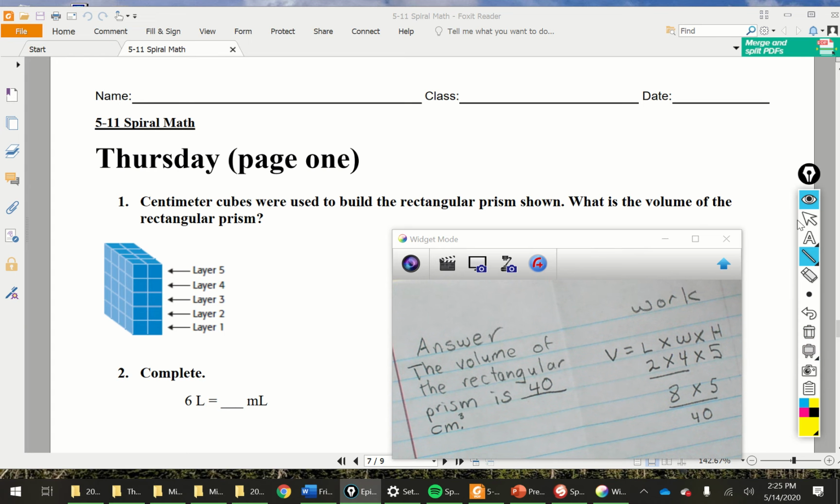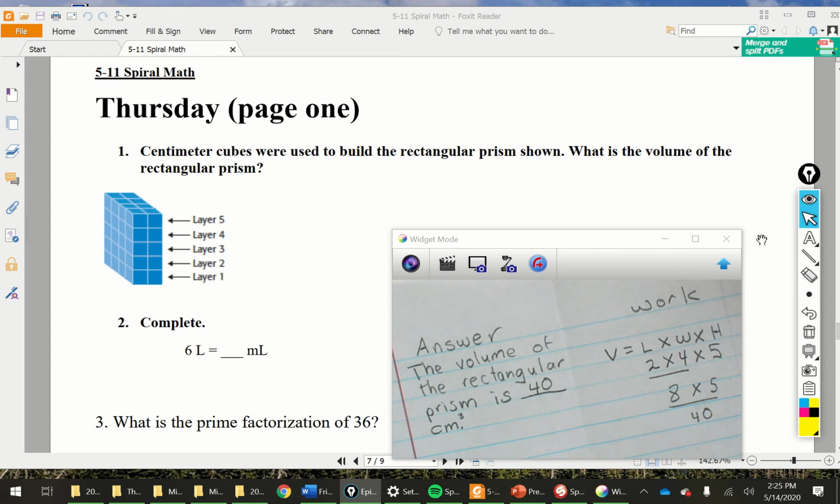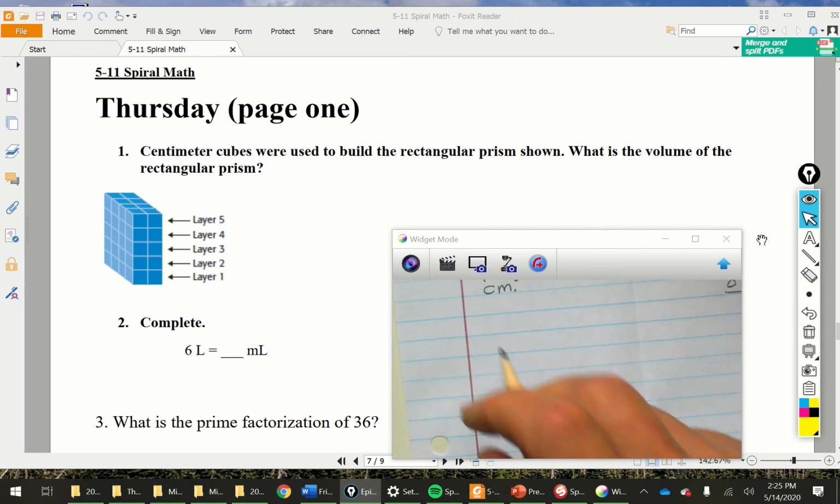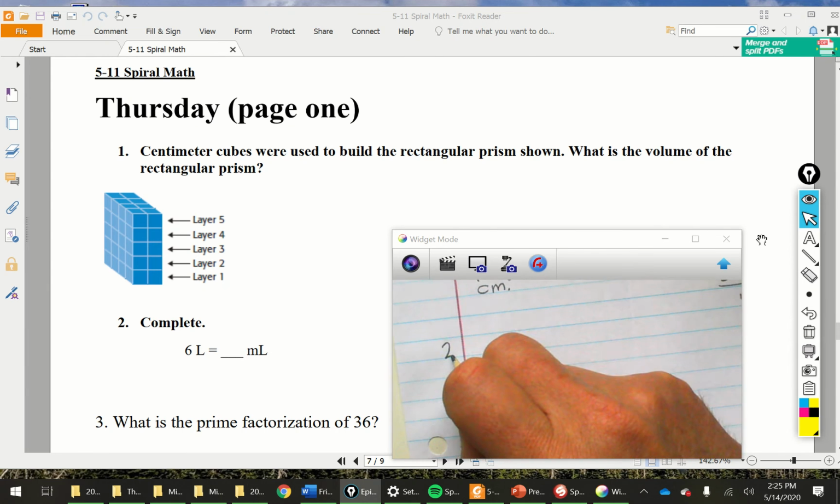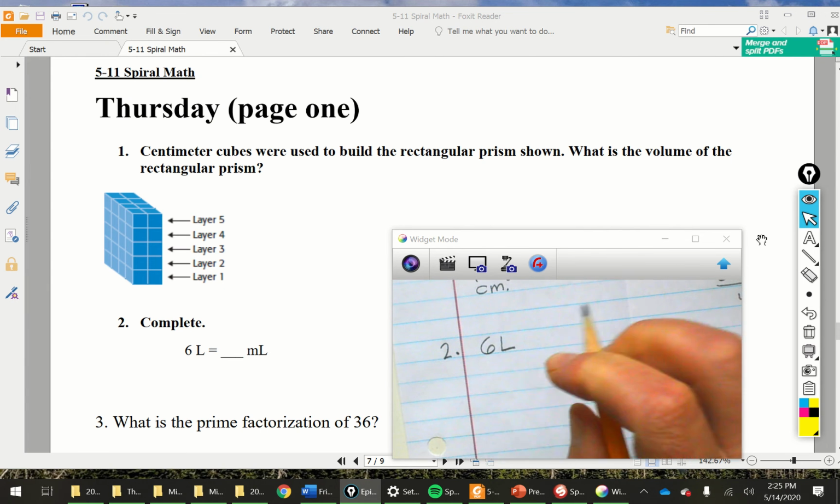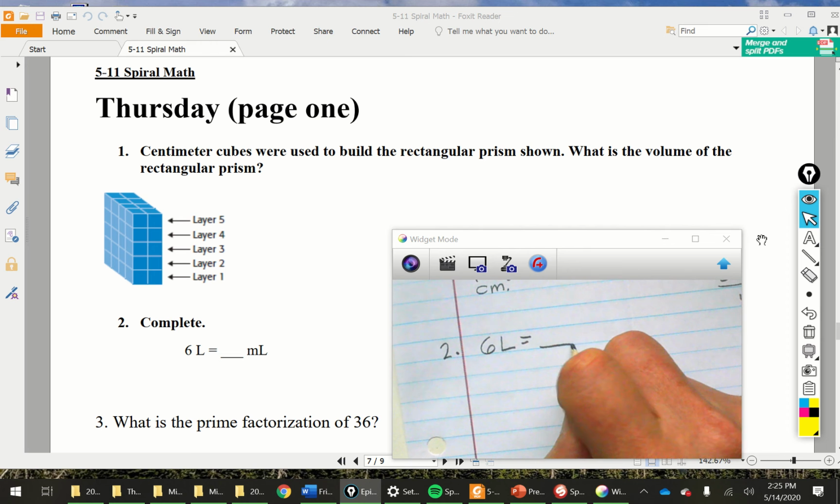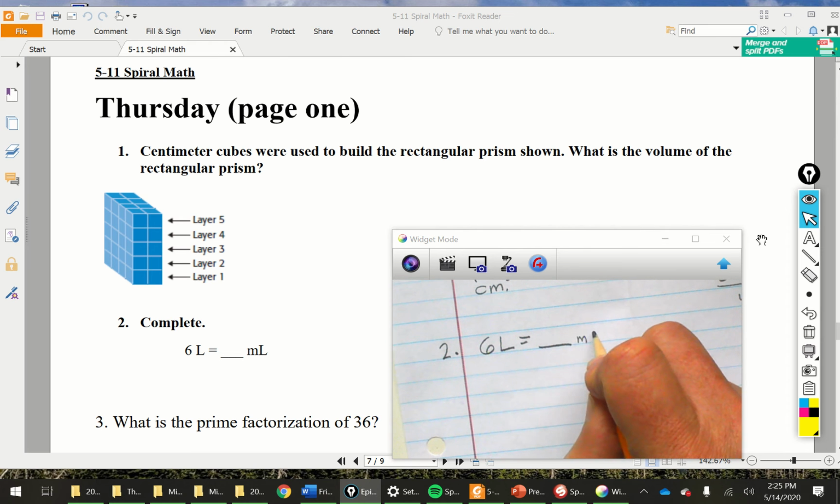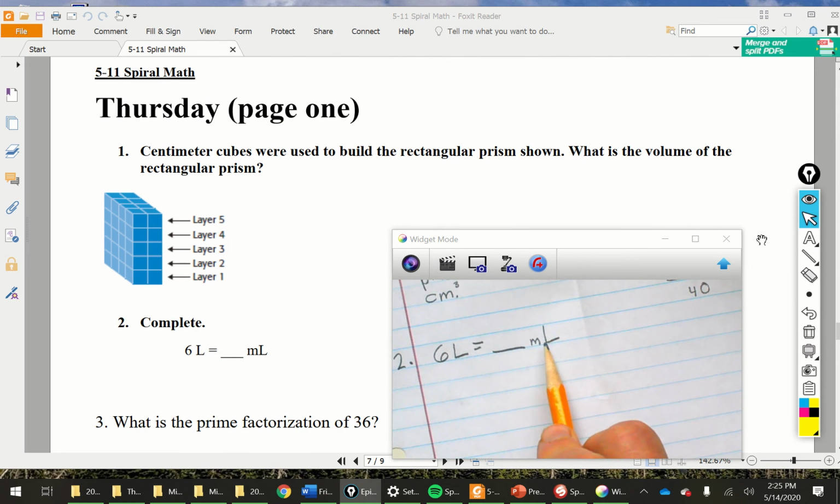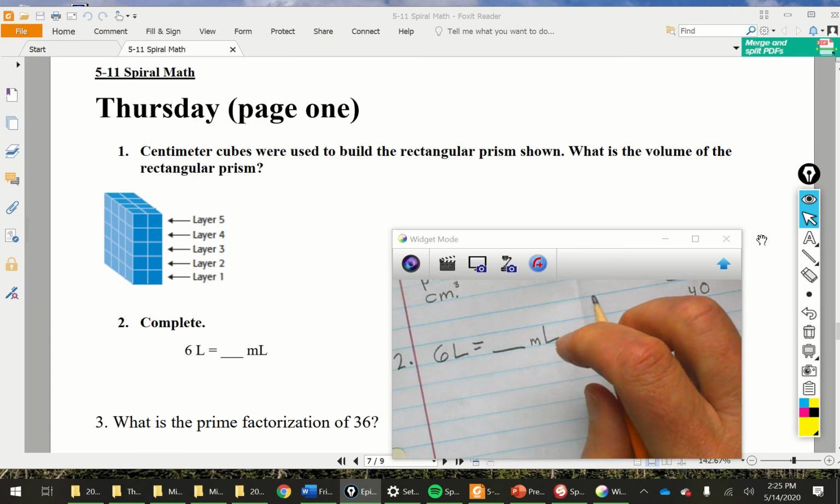Let's take a look at number 2 for Thursday. On number 2 for Thursday, we're going to be completing the expression 6 liters equals blank milliliters. So I'll write 6 capital L for liters equals blank, and then little m, big L. And the little m stands for milli, and the big L stands for liters, and that's milliliters.